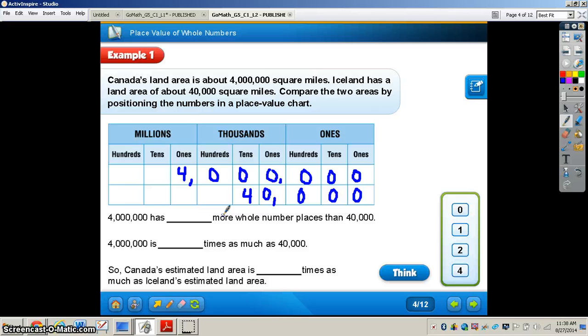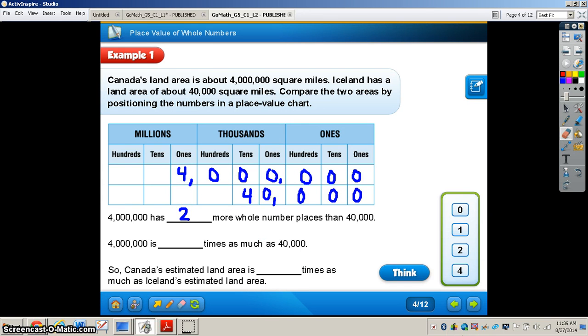Now taking a look at this, 4,000,000 has how many more whole number places than 40,000? What we can see, our 4,000,000 is here, 40,000 down here. See, we have 1, 2 that are not there. So pretty easy to see that 2 more whole number places than 40,000. Okay, let's write that down on page 10.